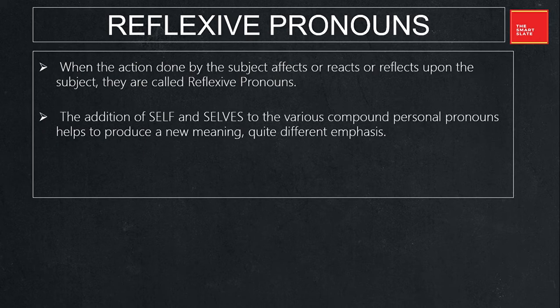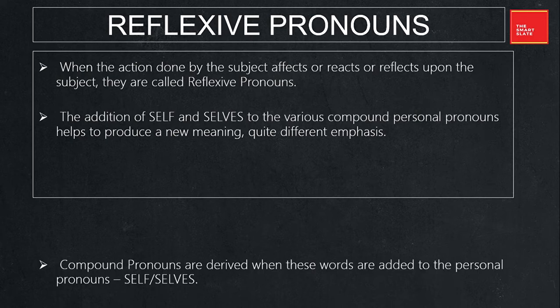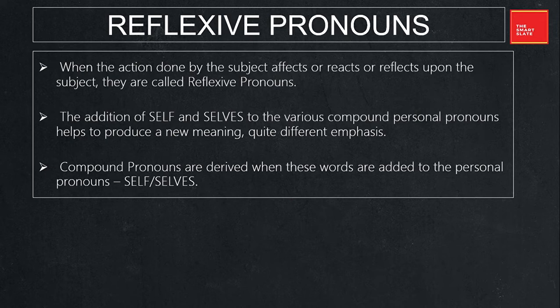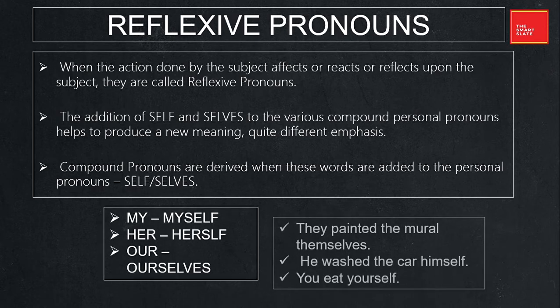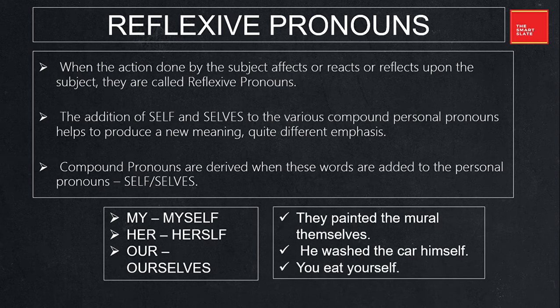The addition of self and selves to the various personal pronouns helps to produce a new meaning and quite different emphasis. Compound pronouns are derived when these words are added to the personal pronouns, like self or selves. For example, my, myself, her, herself, our, ourselves. You can see they painted the mural themselves, he washed the car himself, and you eat yourself. So this was all about reflexive pronouns.